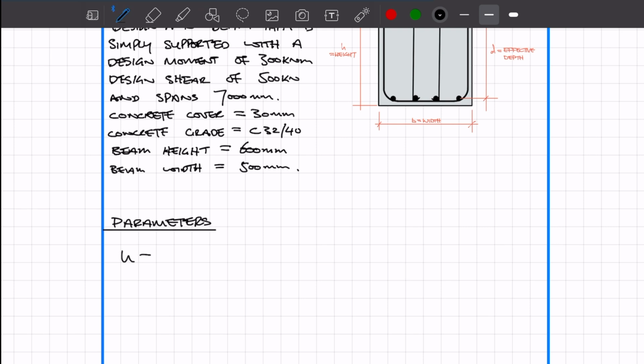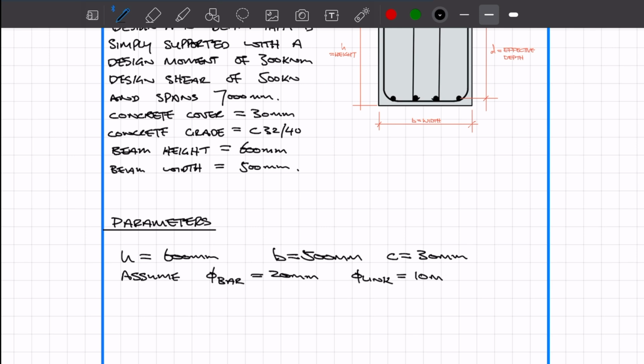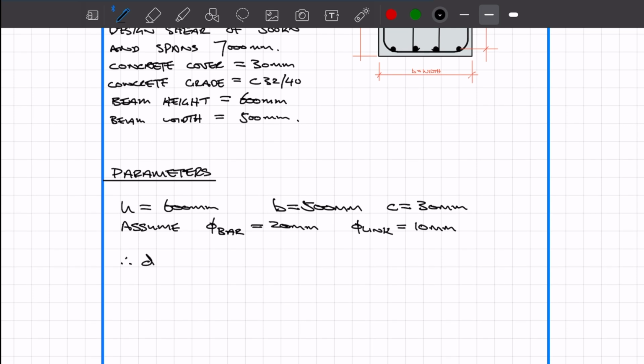question. We are given that the height is 600, the width is 500 and the cover is 30. You can guess for now that the main bars are 20mm diameter and the links are going to be 10mm in diameter. We can now calculate the effective depth, which is the depth to the centre of the main bars. So you can take the full depth minus cover, link and half the main bar diameter.